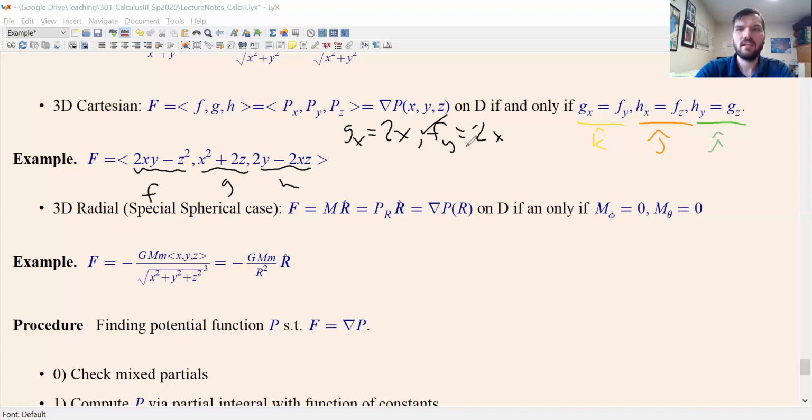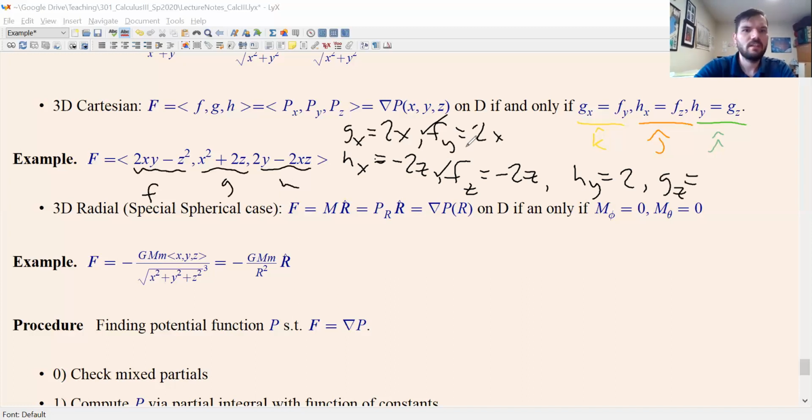Going on to the next one, we have h sub x equals, so we go to h sub x, that gives us a -2z. And then we check f sub z. F sub z only has a -z squared there, so that gives a -2z. Check. And then finally, we look at the last pairing, h sub y equals. So we go back to h, you see a 2y there, so we get just a 2. And then we check g sub z. Well, g has just a 2z there, so its partial is also 2.